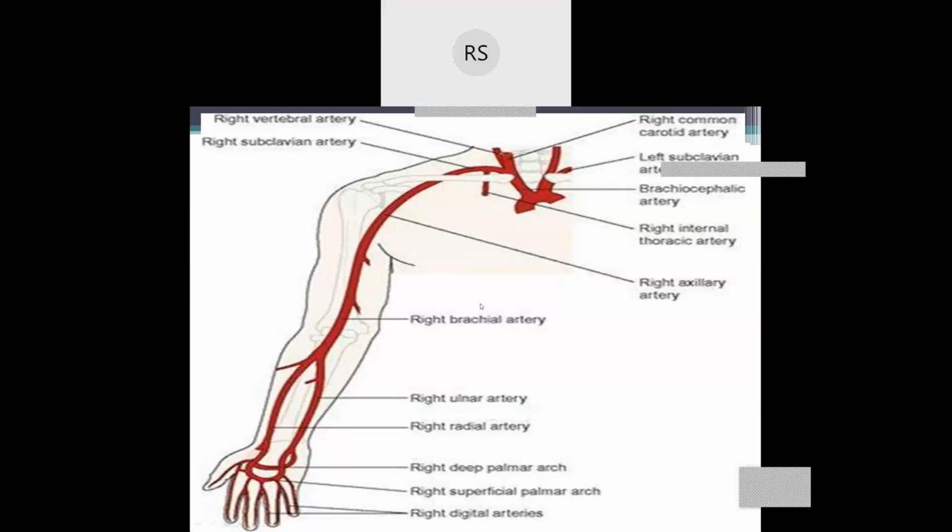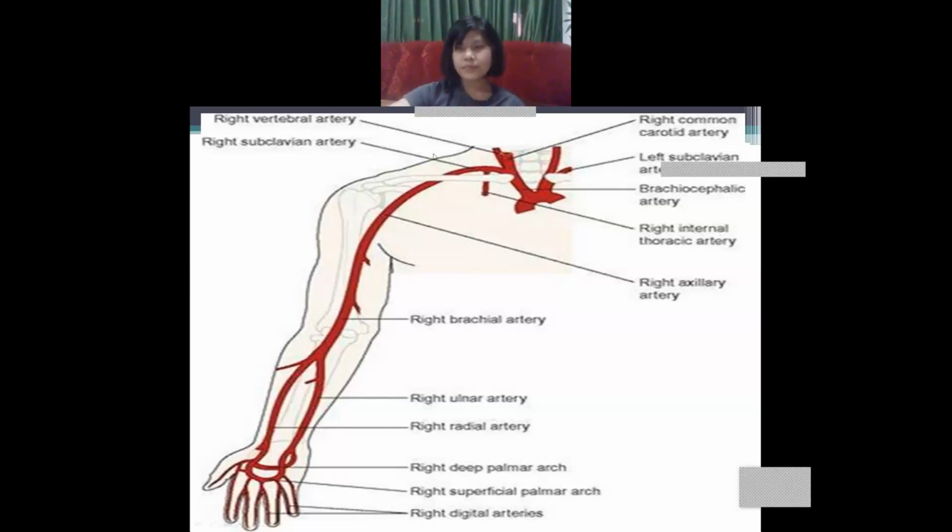Ma'am, repeat. Okay. So this is the upper limb vessel. Upper limb means what? Means upside. This is your limb, right? So upside. So these are the arteries that you will find in the upper limb vessel.